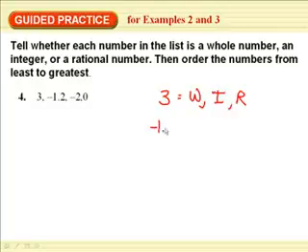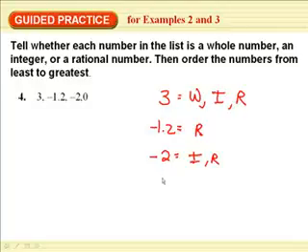-1.2 is not a whole number. It is not an integer because of the 0.2. It is a rational number because we can write that as 1 2/10, a fraction. And then, what is that, a -2? It is not a whole number because of the negative. It is an integer because of the negative, and it can be written as a fraction. Throw in a 1 under it.